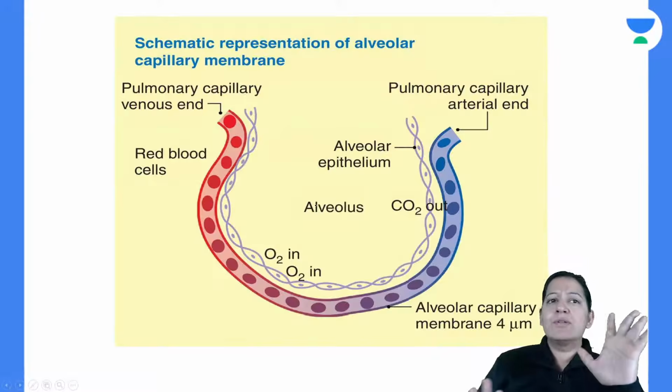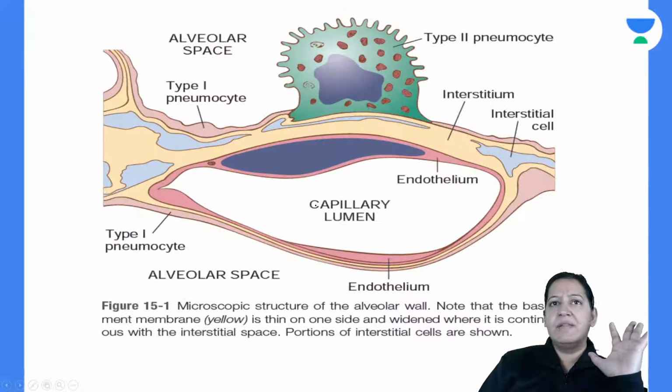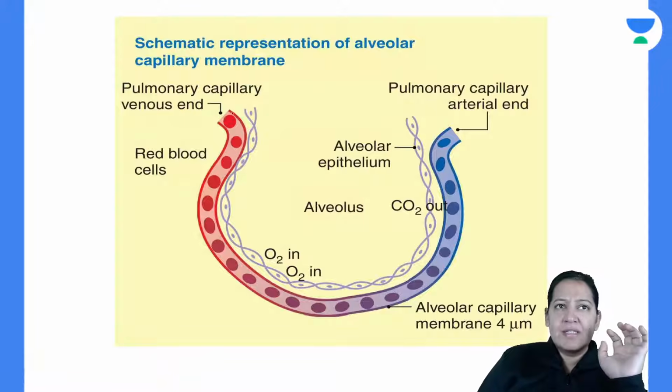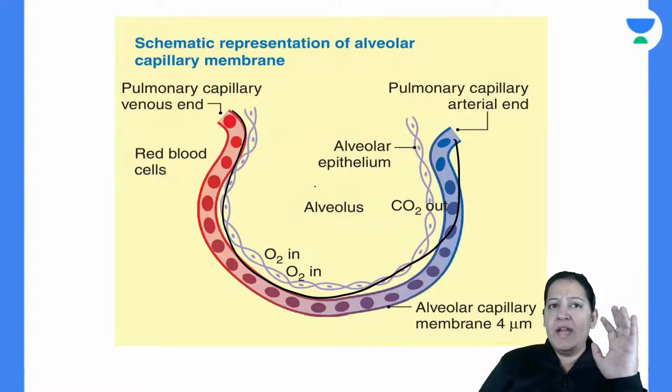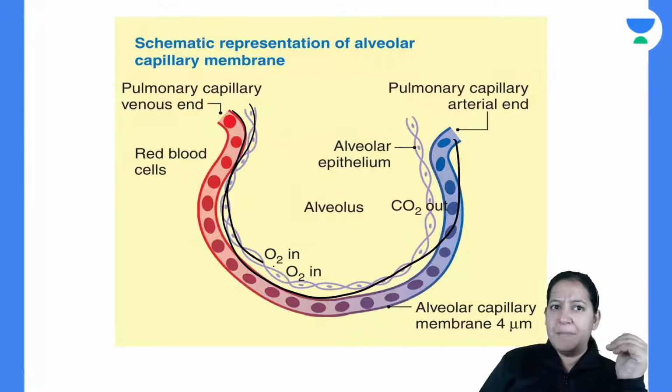Have you got it? So see this beautiful diagram. You can understand this from the diagram. So you can see this is the capillary. Inside the capillary, this is the endothelial lining in the capillary, and this is the alveolar sac having epithelial lining.